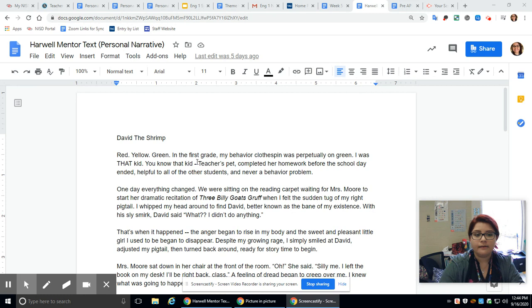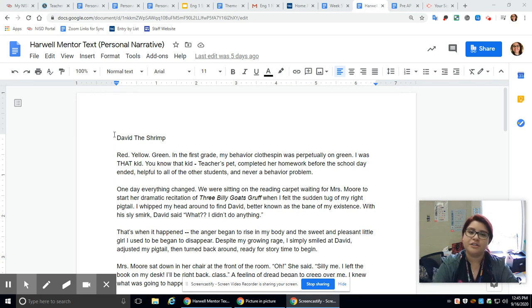Now, in my mentor text, or my personal narrative draft, I ended up writing about David the shrimp and an incident that occurred during my first grade class. Now, in first grade, I had that behavior chart, so maybe you had that too, where you had a clothespin with your name on it, and if you were good that day, you were green. If you were bad that day, you were red. If you were somewhere in the middle, you were yellow. So, like that behavior chart.